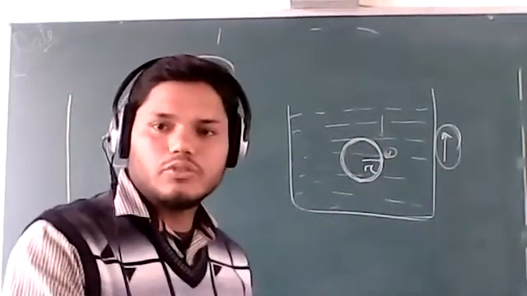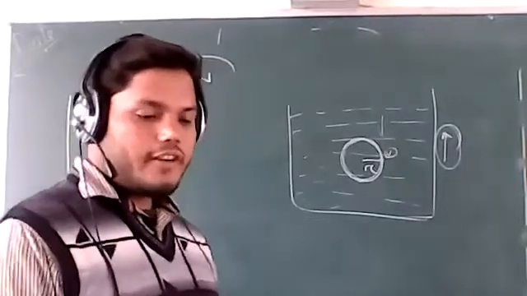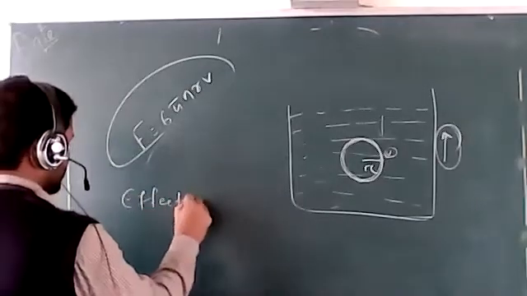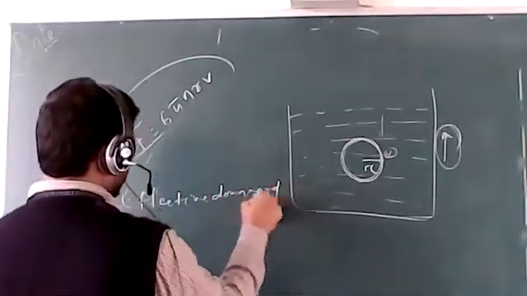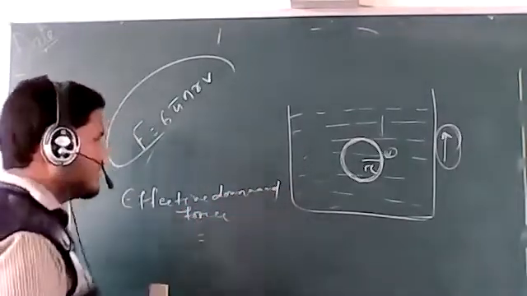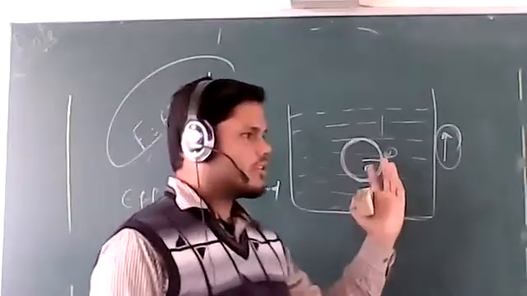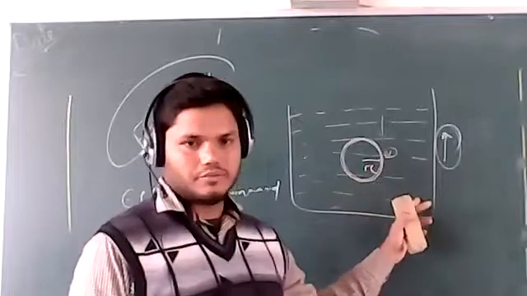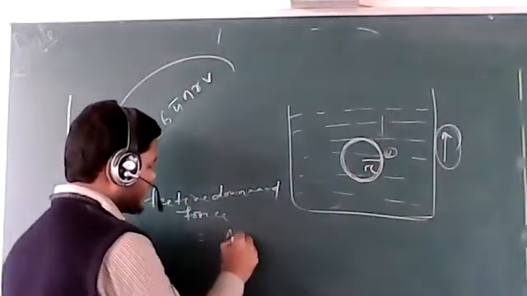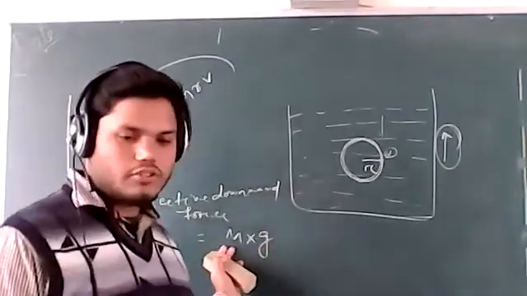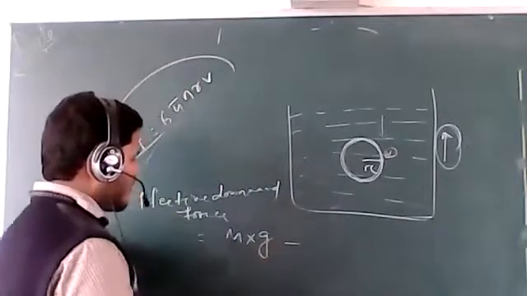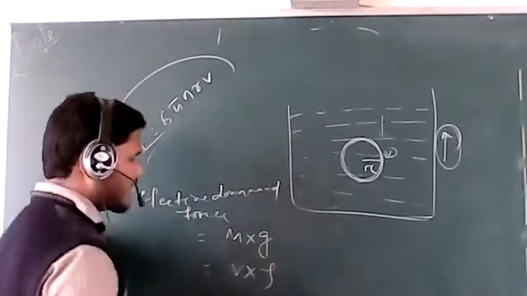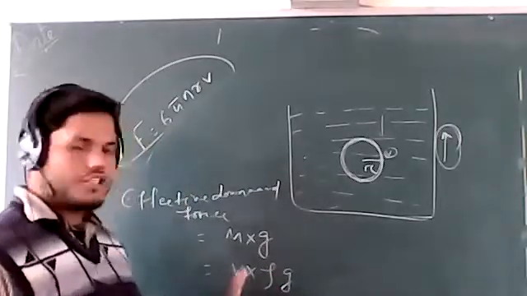What is the effective downward force? We have to find out. How can you find it? We know the formula: effective downward force is equal to the weight of the ball minus the upthrust. Weight of the ball means mass of the ball into gravity. Mass means volume into density, so volume of the ball into density rho into g, that is v into rho into g.